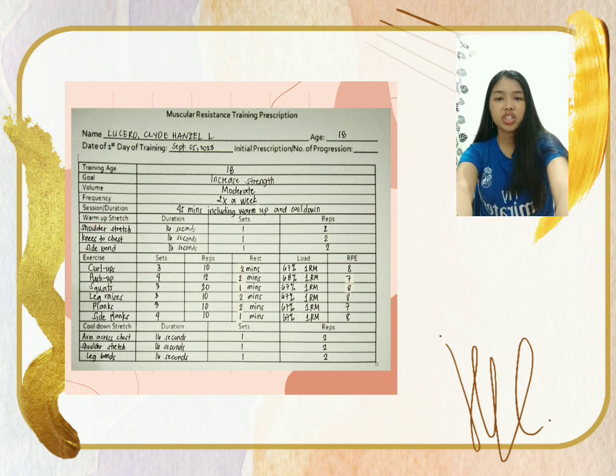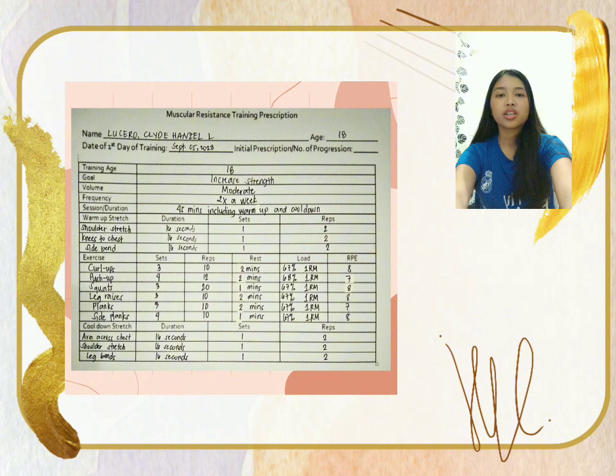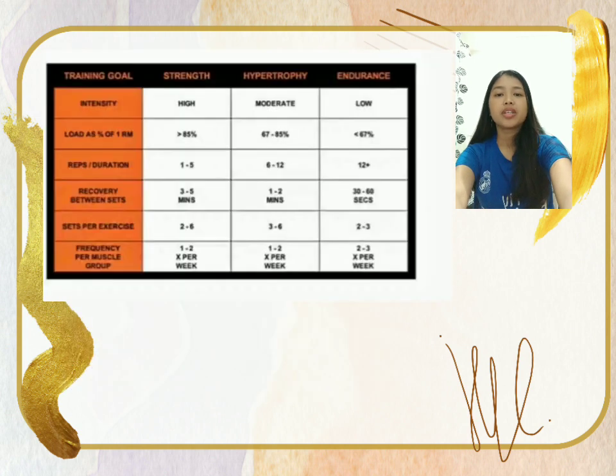For warm up stretches, I choose shoulder stretch, knees to chest, and side bend. All of these warm up stretches need to be repeated 2 times, and I will be completing 2 repetitions, 1 time per stretch, in a duration of 16 seconds. Moving on to exercises, I choose curl ups, push ups, squats, leg raises, planks, and side planks. I based my record on this table.